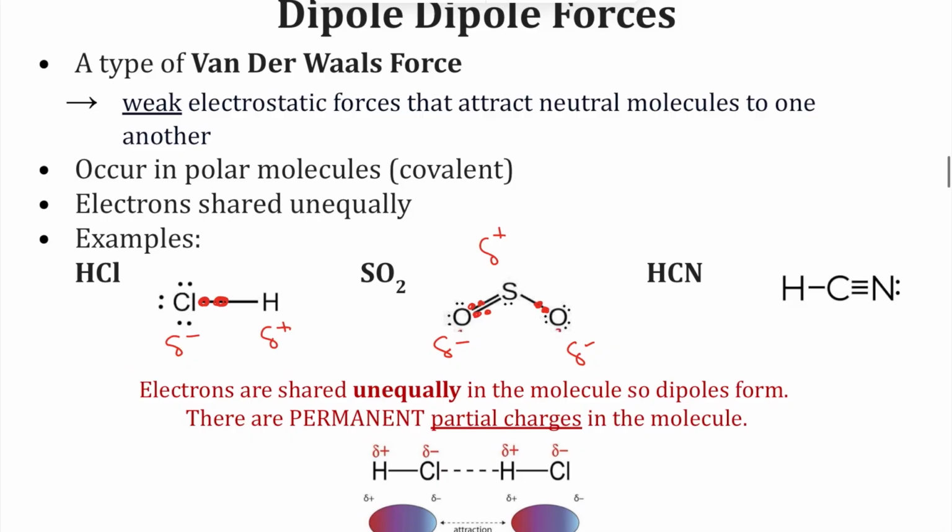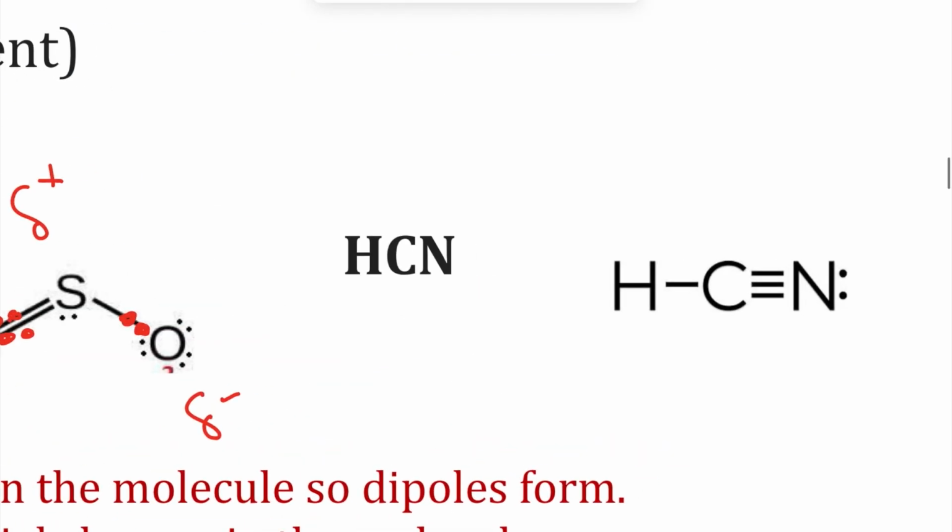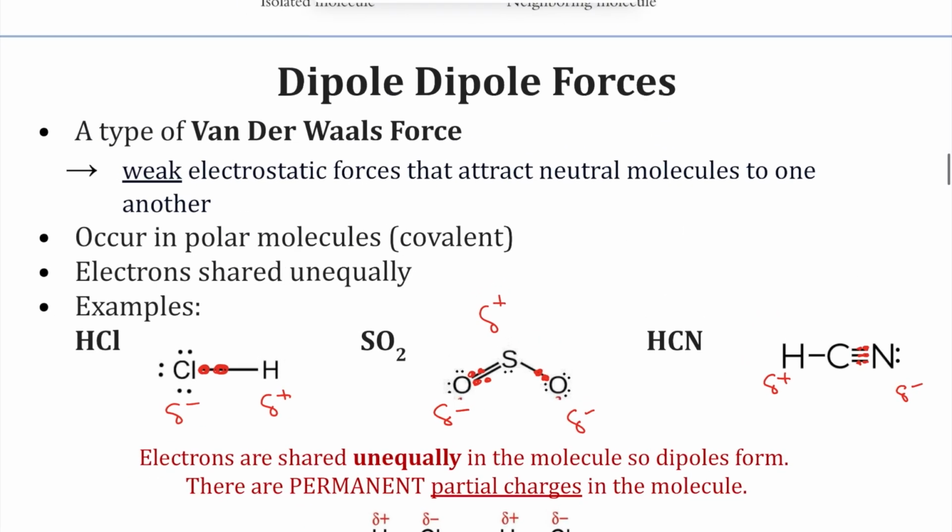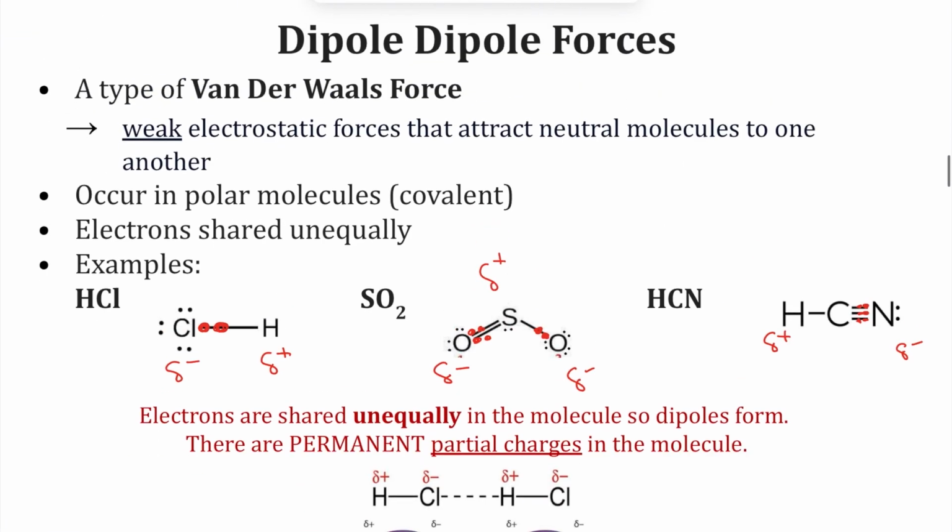Same thing if we look at this HCN. When we look at hydrogen, carbon, and nitrogen, our nitrogen is most electronegative. And so that nitrogen is going to be hogging the sharing of those electrons, and that would have that partial negative on that end, and overall our hydrogen would have that partial positive. So dipole-dipole forces are going to occur in those polar covalent molecules where we get permanent partial charges occurring.